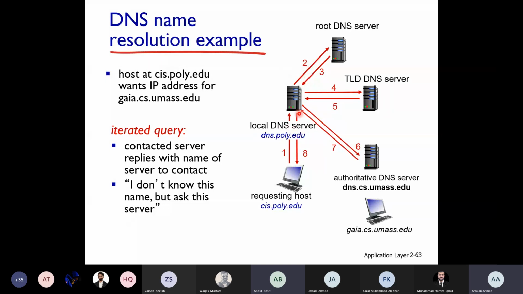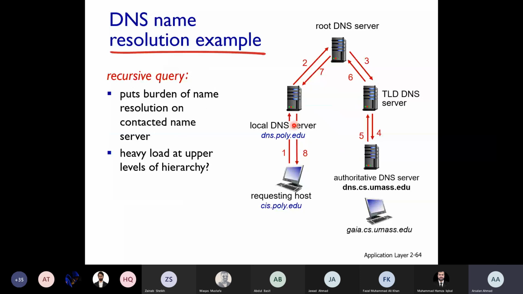Okay. Yes. So in the iterative query, the whole burden of name resolution is on the local DNS server, and you can see that it exchanged 8 messages, while here it just exchanged 4 messages. Query and response with its own requesting host, and query and response messages with the root name server. While in this case, the root name server and the TLD, top level domain name server, the name servers of the upper level hierarchy, they just have 2 messages exchanged, while in this case they have 4 messages exchanged. Like this over here, this over here. So yes, it puts heavy load on the upper levels of hierarchy.